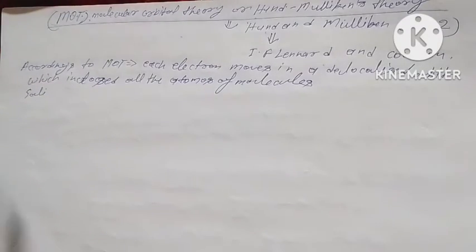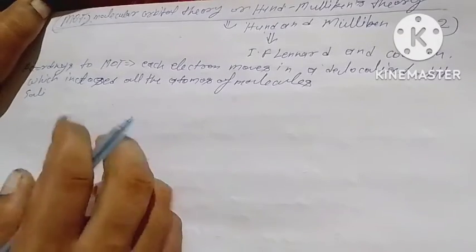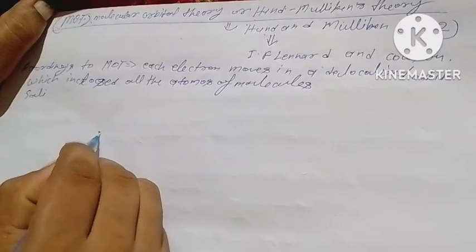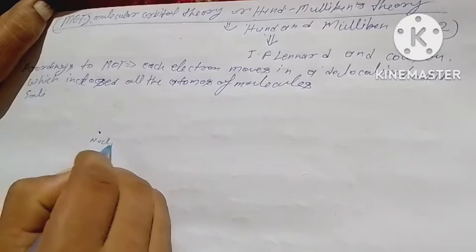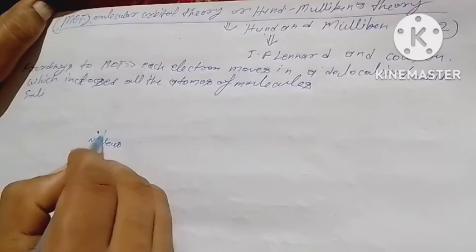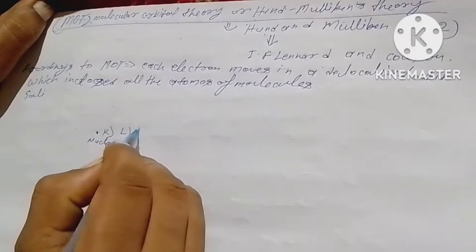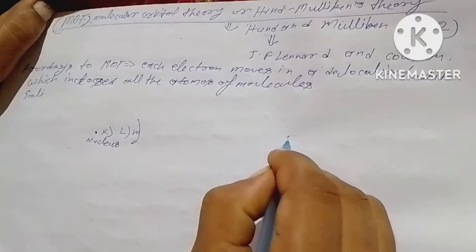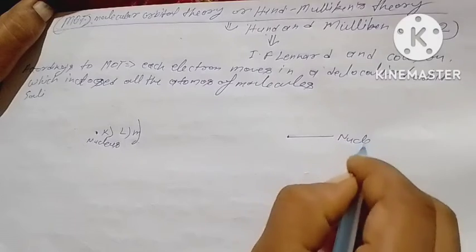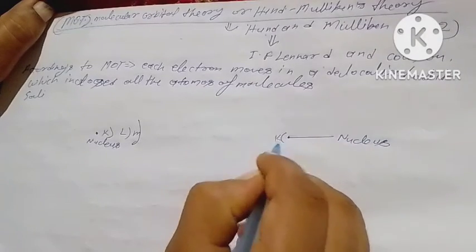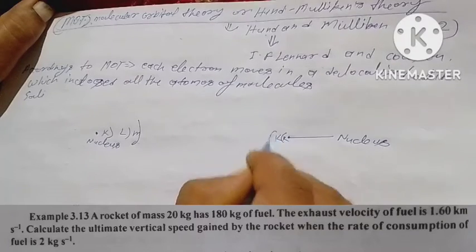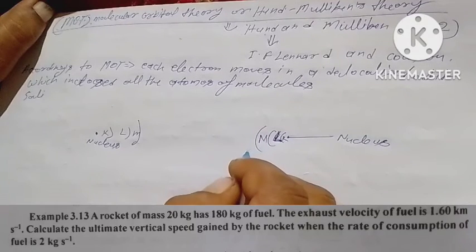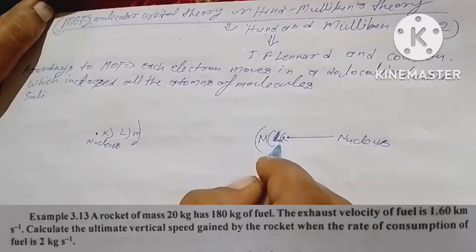This is the nucleus. This is the K orbit, this is the L orbit, and this is the M orbit.